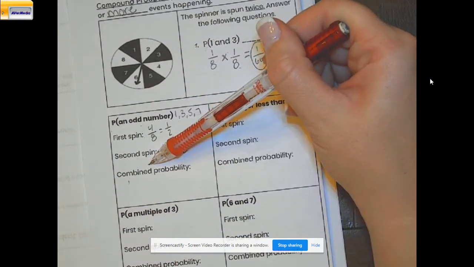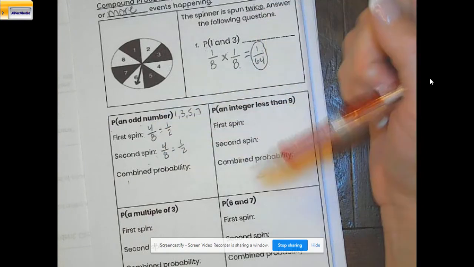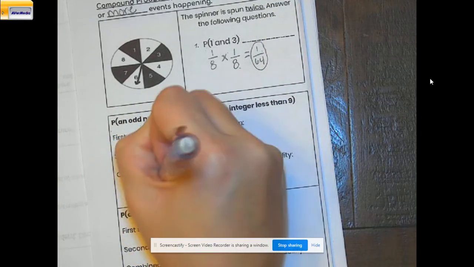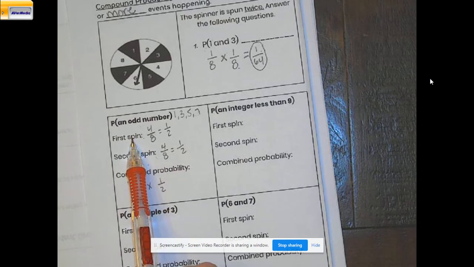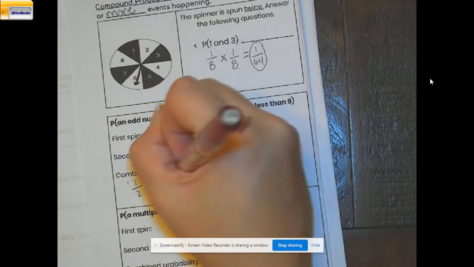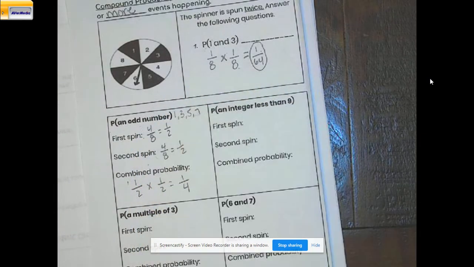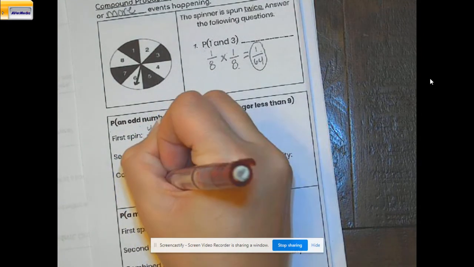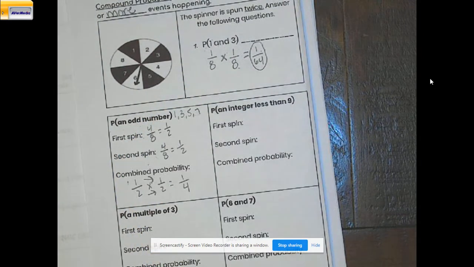So notice it says combined probability. In other words, the combined probability of getting an odd number on the first and the second spin. So again, I'm going to multiply because I have a less likely chance to get an odd number on the first and the second. When I multiply, I get 1/4. Remember, to multiply fractions, it's top times top, bottom times bottom. So 1/4 would be my final answer.